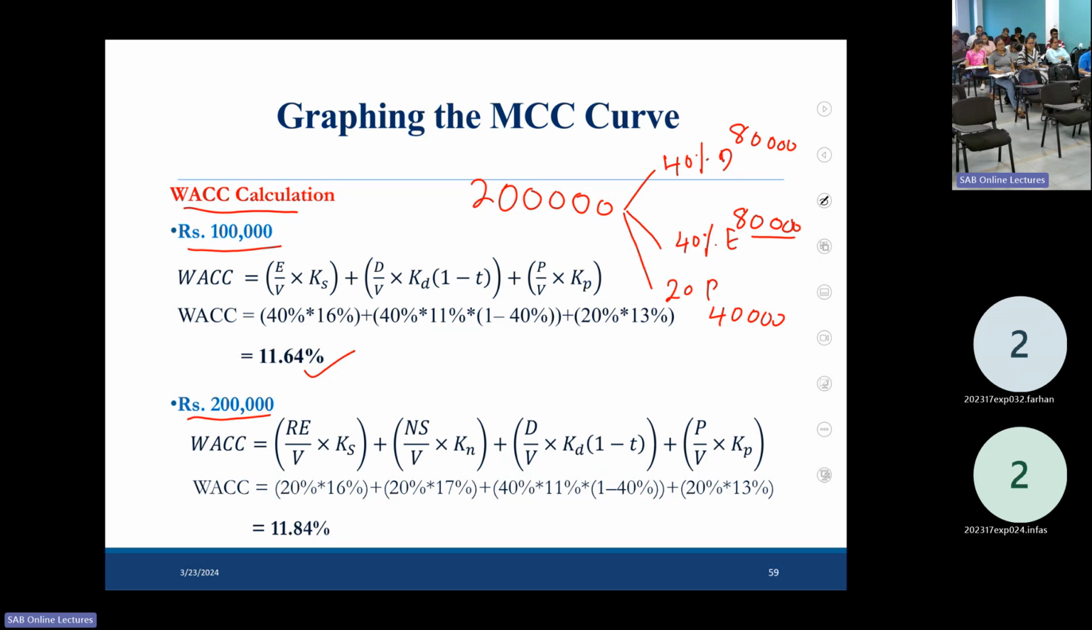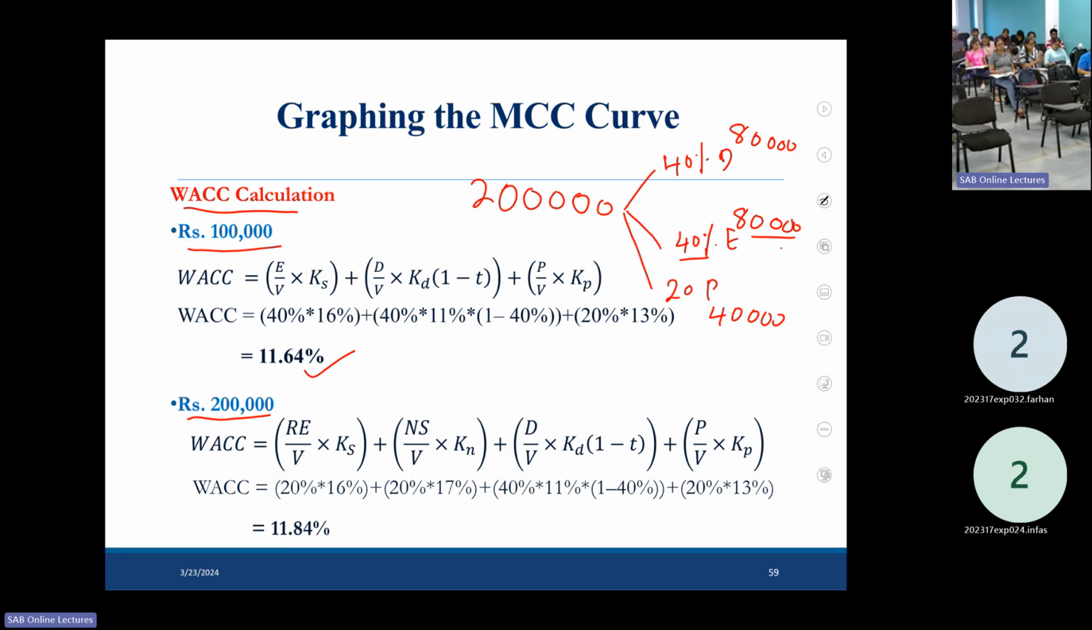This 80,000 represents 40,000 internal equity and 40,000 new stock issue. In your company, you have 40,000 retained earnings. So this 80,000 equity portion, you are financing how? 40,000 you are getting from retained earnings, 40,000 you finance from new stock issue. So now this 40% weight is divided between internal equity and external equity.